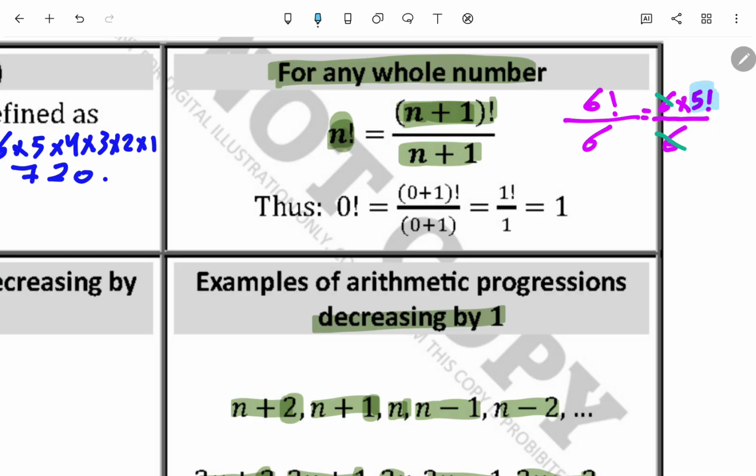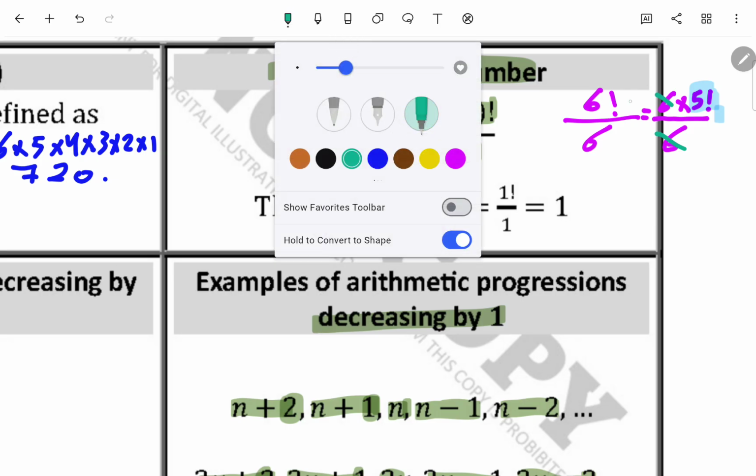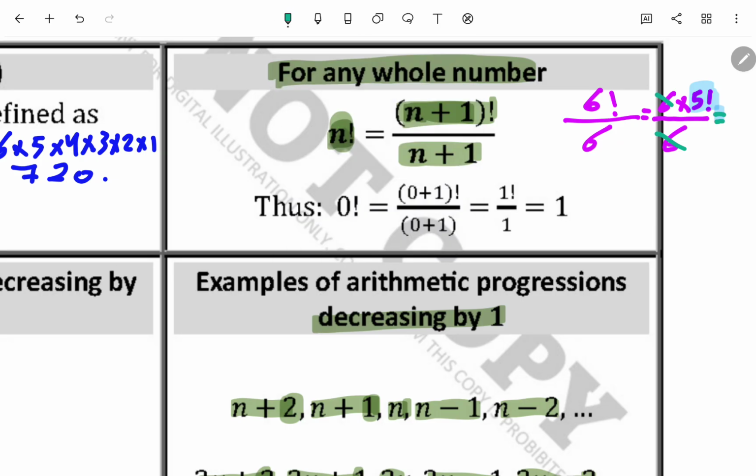Now let's have another example. If you have 7 factorial divided by 7, that will give you 6 factorial. This is a short way to simplify such things. And that can help us to prove why 0 factorial is 1.